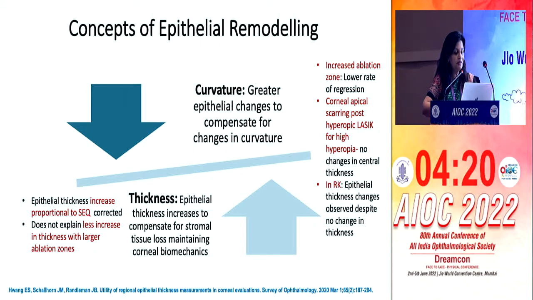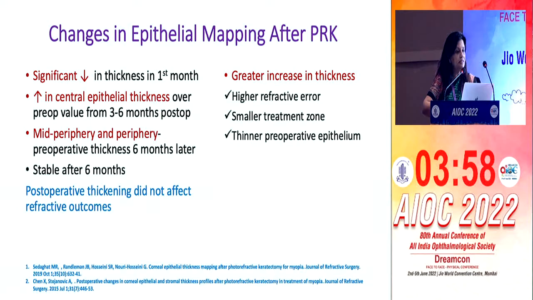Having said this, the epithelial thickness would increase in proportion to spherical equivalent, and increased ablation zone will cause lower rate of regression. In cases of hyperopia, you have a post-hyperopic corneal apical scarring, but there may be no changes in the central thickness, and in RK, there is no change in the thickness, but still there would be changes in the epithelial thickness. So I think this is something which needs to be kept in mind.